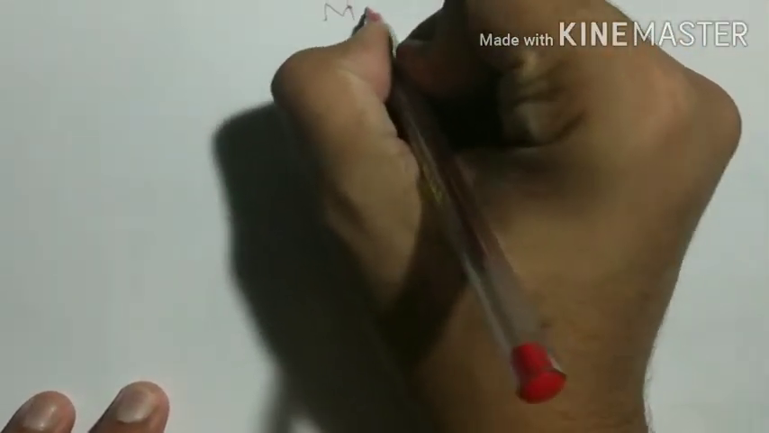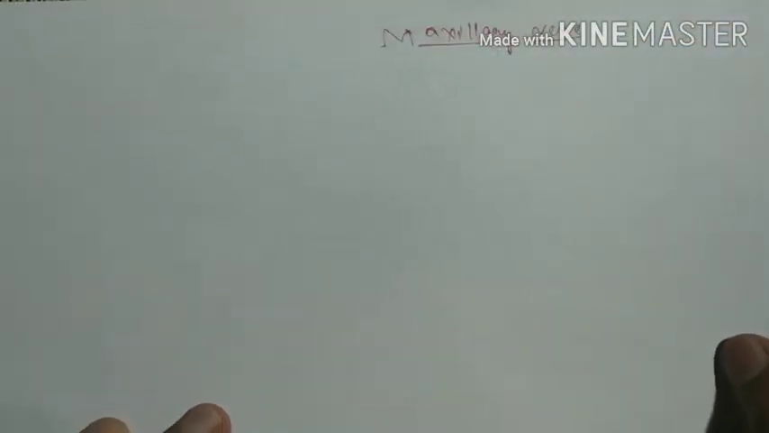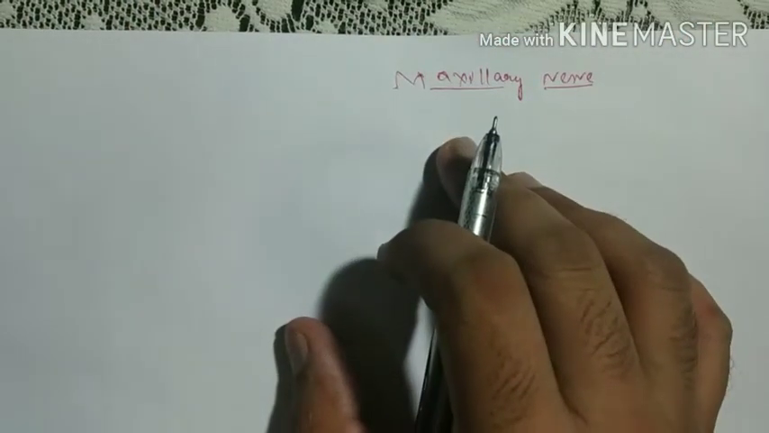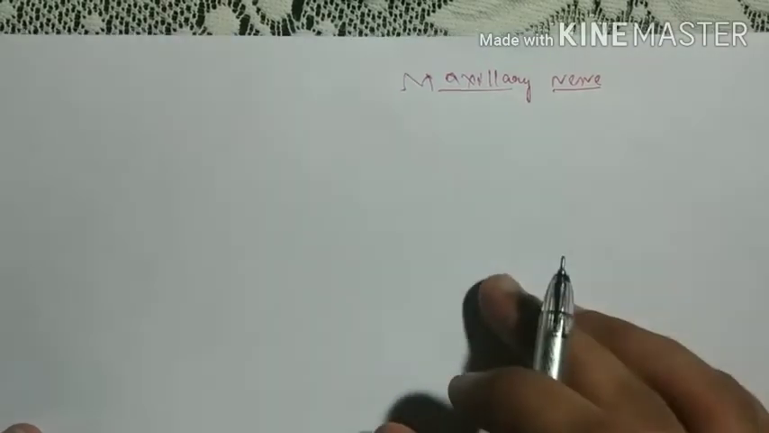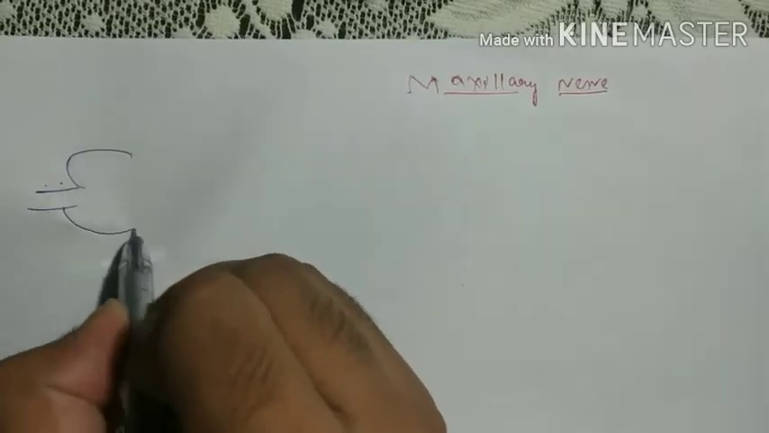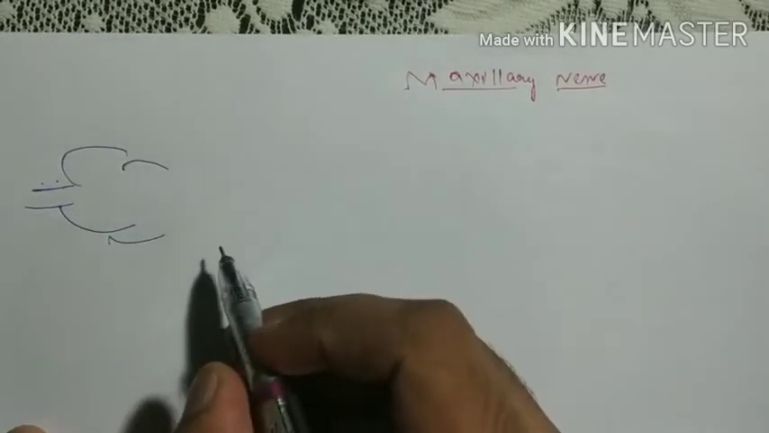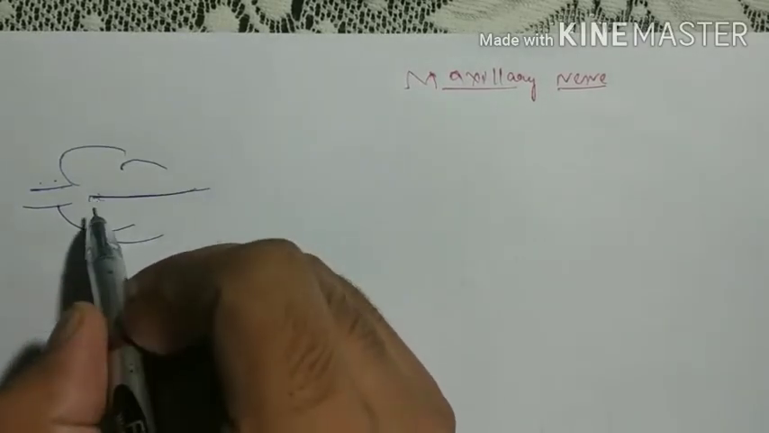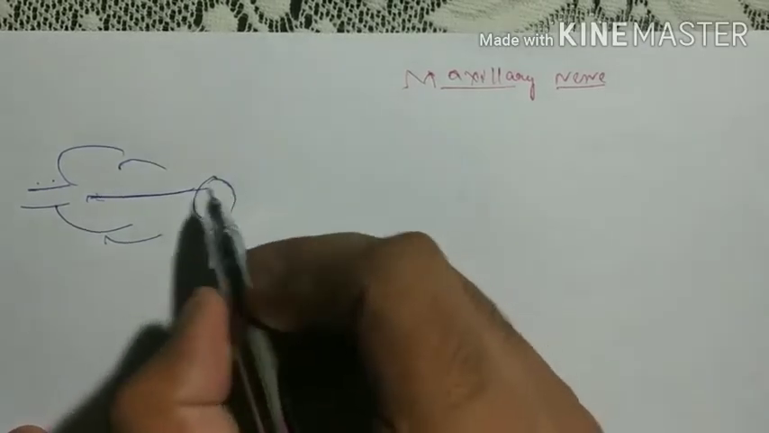Hello friends, today we will discuss the maxillary nerve. The maxillary nerve basically originates from the trigeminal ganglion, or semilunar ganglion, which I have discussed in the trigeminal nerve. Its course is via the foramen rotundum.